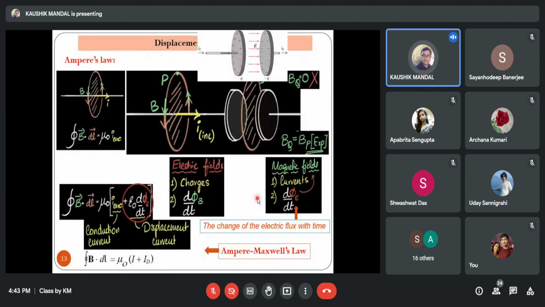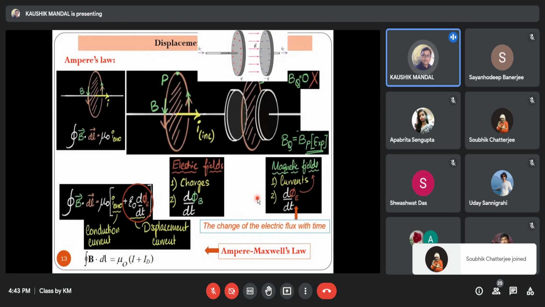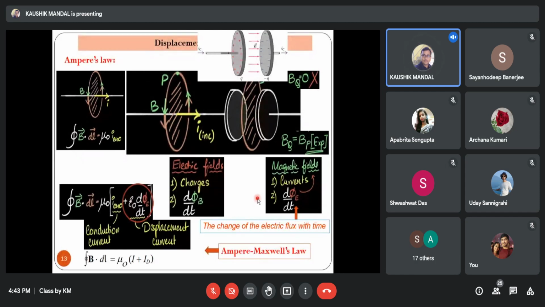This particular modification has been done in the Maxwell's equation for the time varying magnetic field that we have already discussed, that is curl H equals J plus JD. For the static magnetic field, it was curl H equals J, but once we consider the time varying field, we have to include the displacement current, so it becomes curl H equals J plus JD. It's basically the modification of the Ampere circuit law by Maxwell, and it becomes the Ampere-Maxwell's law.